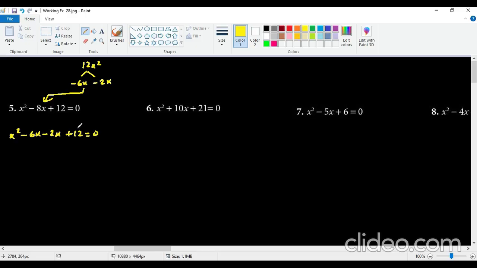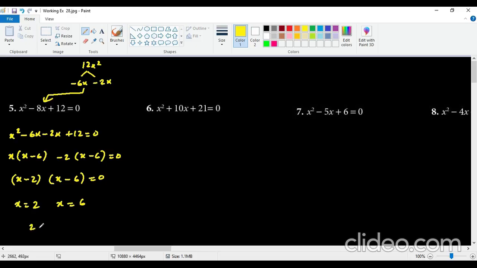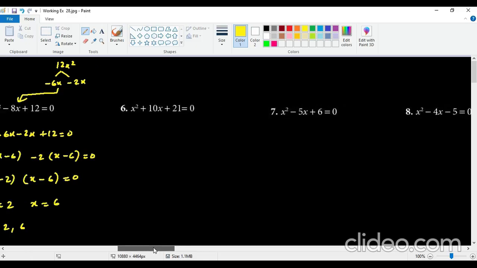And for question number 5, I know very well x, x minus 6, again x minus 6 like this, and minus 2 will be in the middle. So x minus 2 and x minus 6 are the two factors that give you the value. So x will be equals to 2 and x will be equals to positive 6. So 2 and 6 are going to be your answer. Moving on to question number 6.